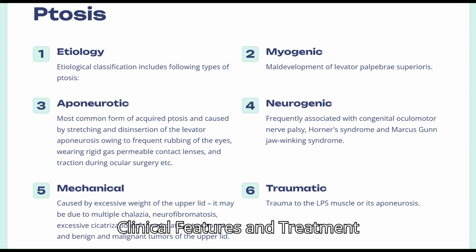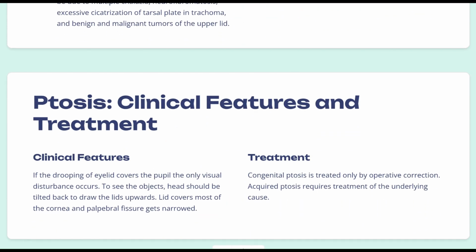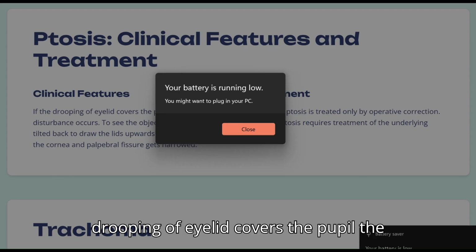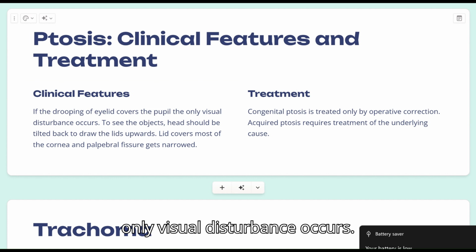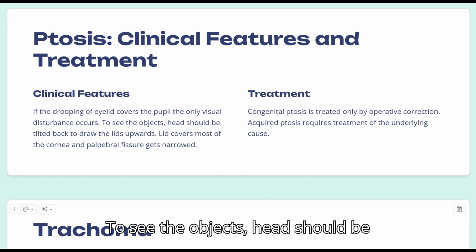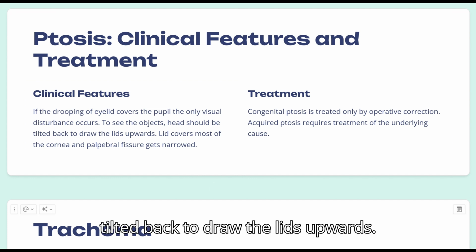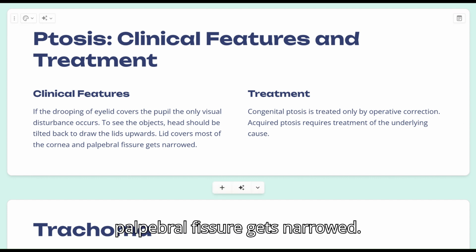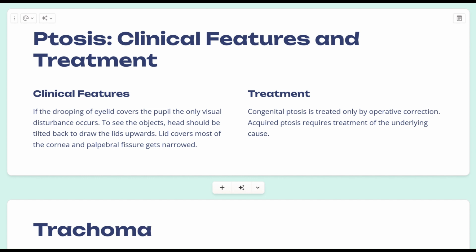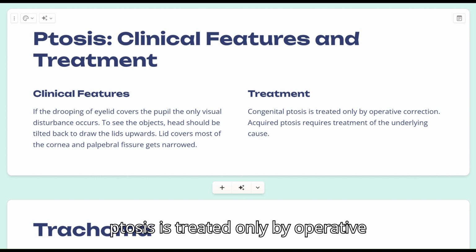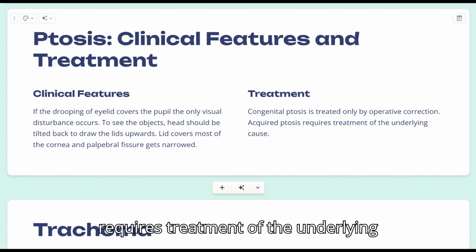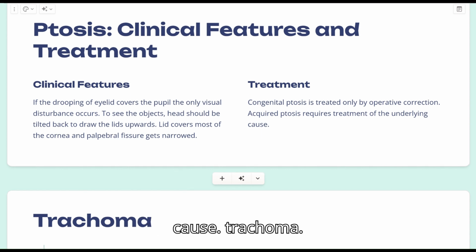Ptosis. Clinical features and treatment. Clinical features. If the drooping of eyelid covers the pupil, visual disturbance occurs. To see the objects, the head should be tilted back to draw the lids upwards. Lid covers most of the cornea and palpebral fissure gets narrowed. Treatment. Congenital ptosis is treated only by operative correction. Acquired ptosis requires treatment of the underlying cause.